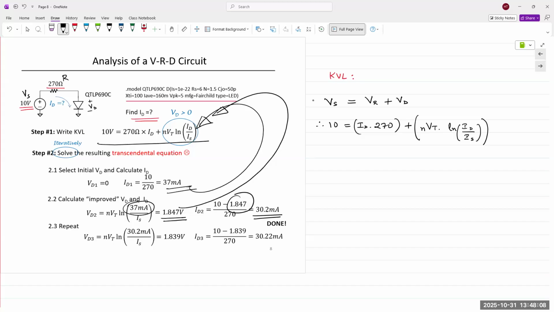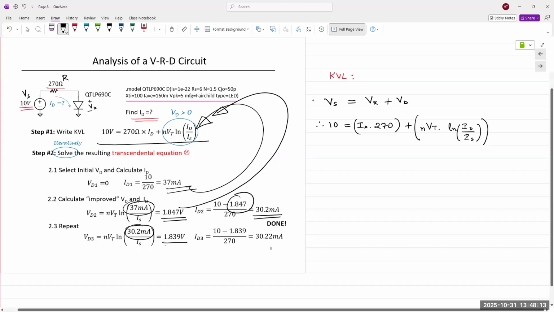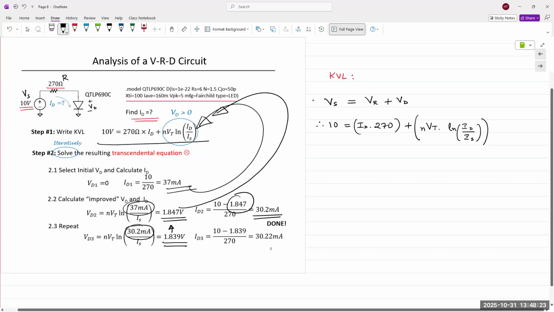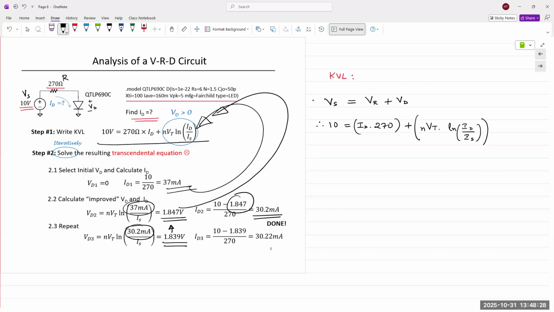And when we plug 30 milliamps back into the equation, which is here, we obtain a diode voltage VD of 1.839. Very, very close to the previous step. 1.84 and 1.839. Not exactly the same, but for the first decimal point, 1.8, 1.8. Within 2 iterations, right?